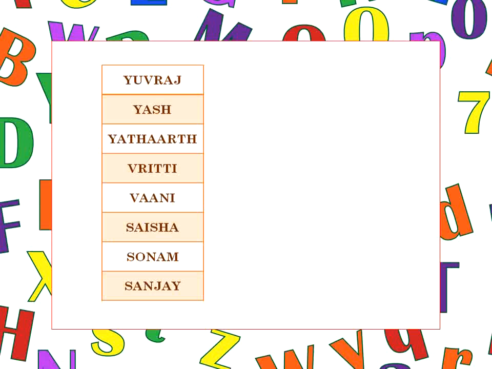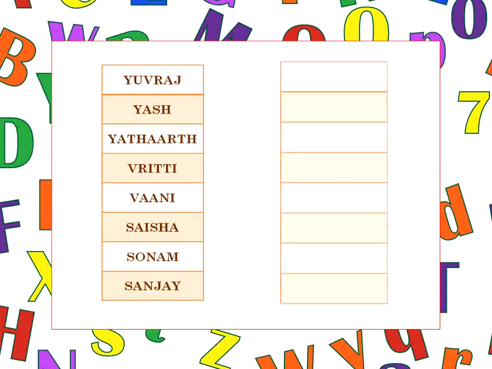We can see Saisha and Sanjay both start with SA. So we have to look at the third letter in both these names. Saisha has an I in the third letter and Sanjay has an N. So which should come first? Yes, it is Saisha. Saisha's name comes on top of our list and then comes Sanjay's. What is the third name with S? Yes, Sonam. Next we move on to the letter V.